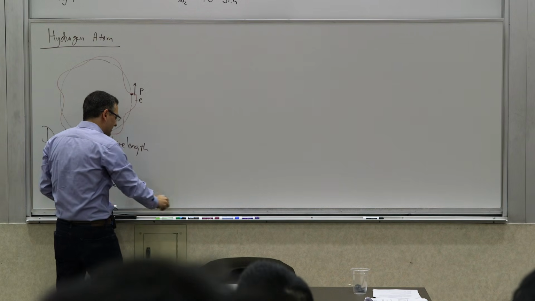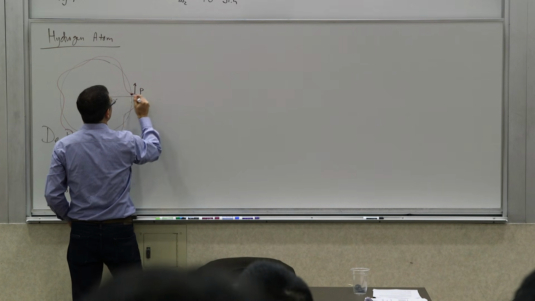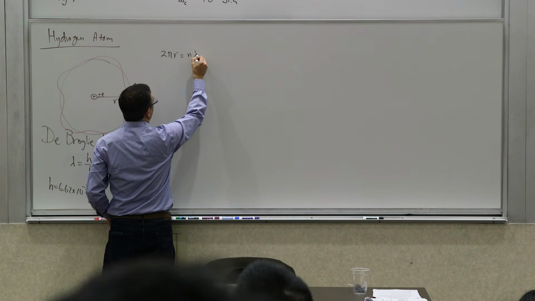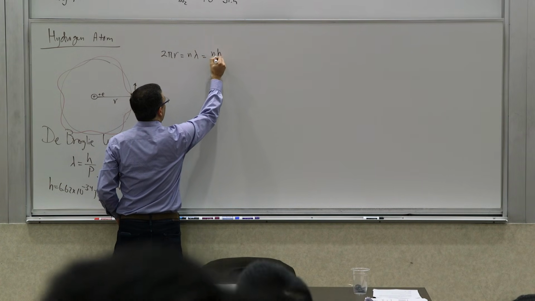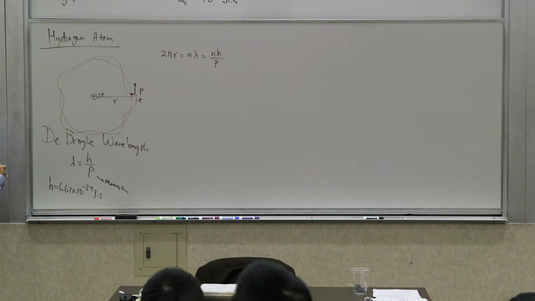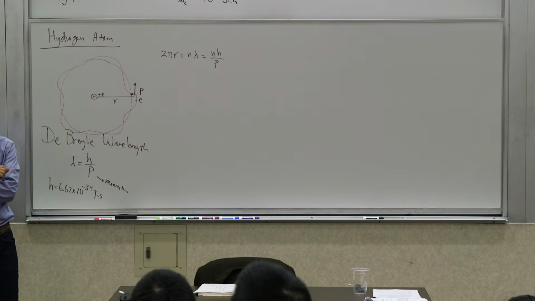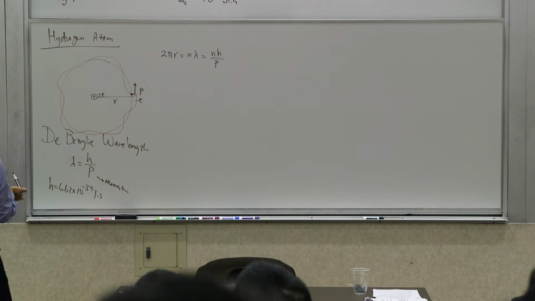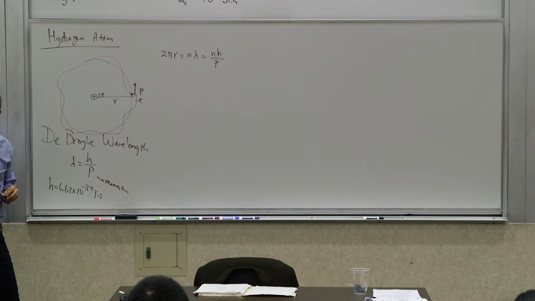So what does that condition translate to? What is the circumference of the circle? Let's say this is r. So it's going to be 2 pi r equals n times the wavelength, which is n lambda, n h over p. So this is a condition for having a sustainable trajectory, or sustainable orbit, more accurately. This gives us a relationship between the r and the p, the radius and the momentum.